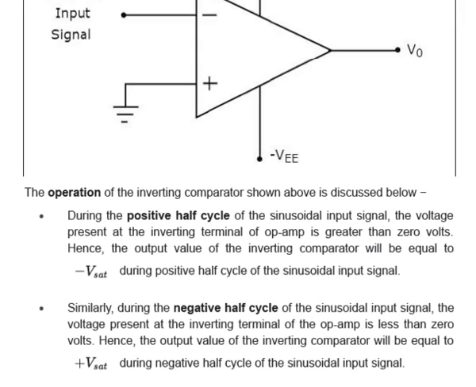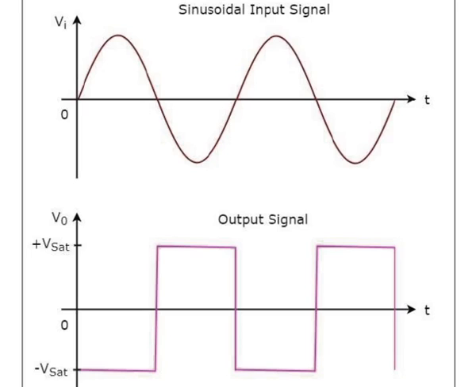Now I will show you the following figures, also the input and output waveform of the inverting comparator when the reference voltage is 0 volt. So you can see the corresponding input and output. The input is a sinusoidal wave and the output is a square wave.